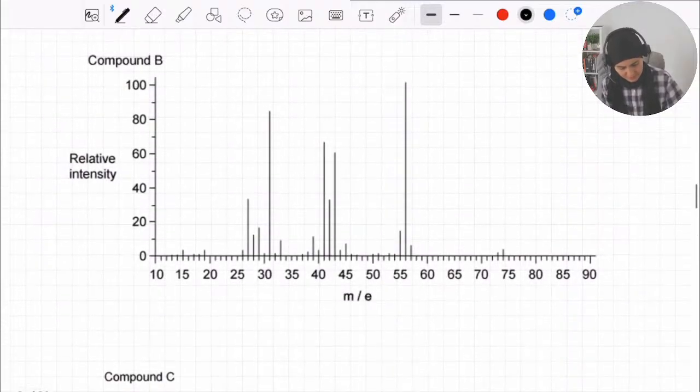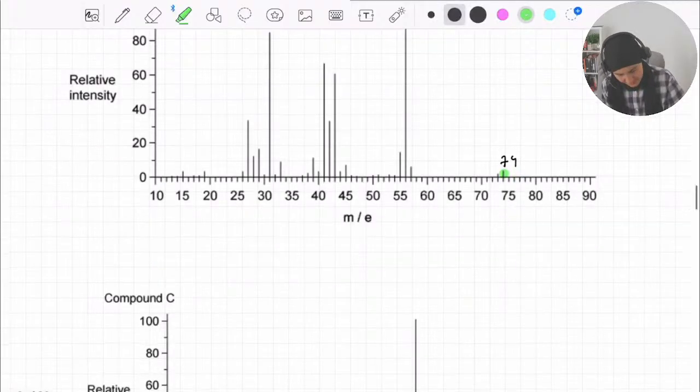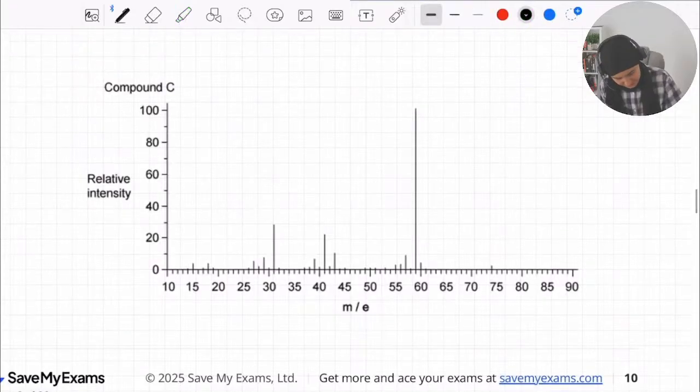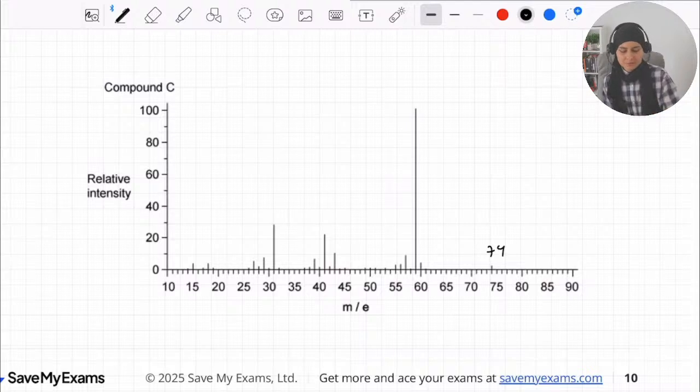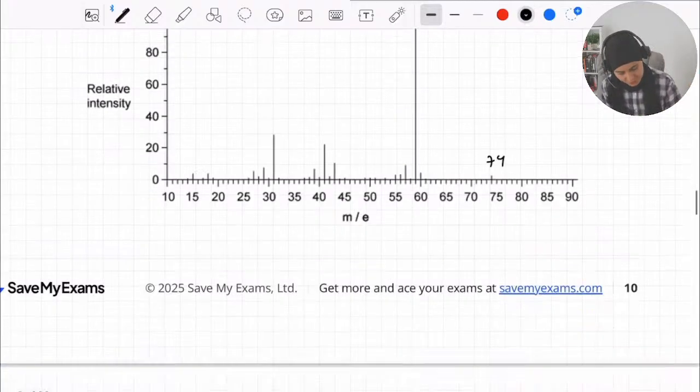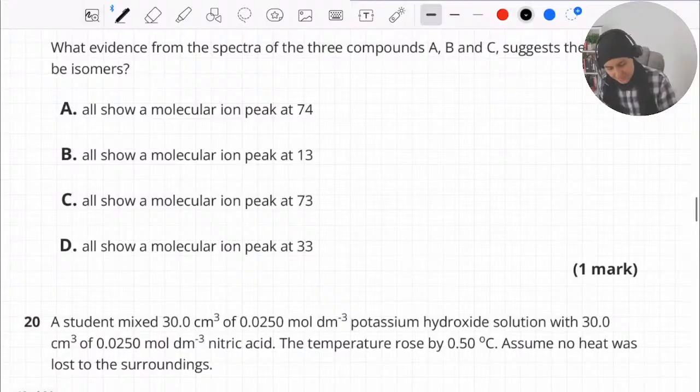Molar mass of B, well, also 74 apparently. 1, 2, 3, 4. Yes, this one is a molecular ion peak, and this one is also 74. So the molecular ion peak is at 74. It's not the most abundant one. The most abundant is the most stable fragment. That's why it's the most abundant. But it's the most right-hand side peak that shows you the molar mass. So they all show a molecular ion peak at 74.